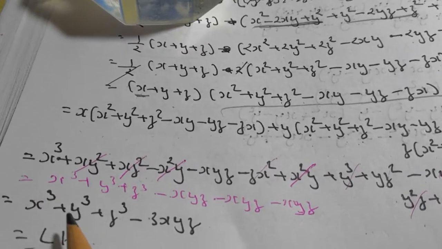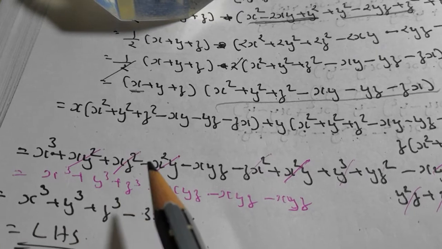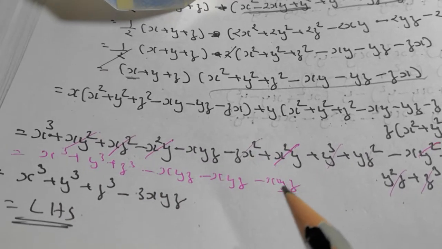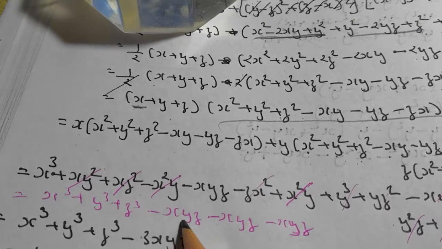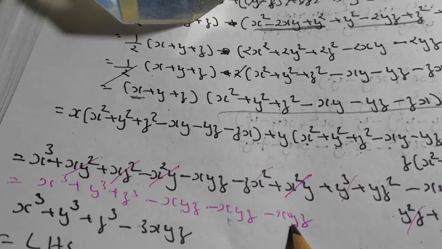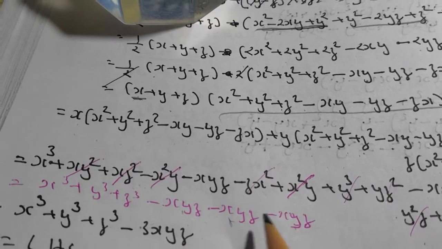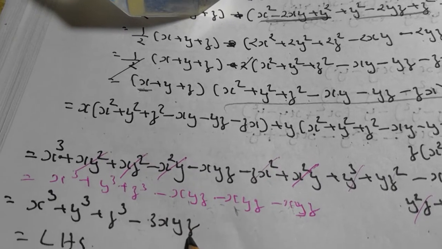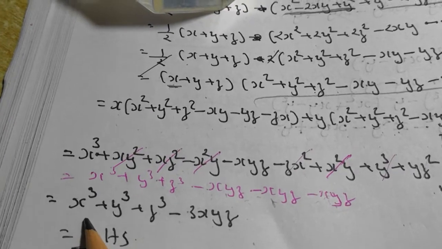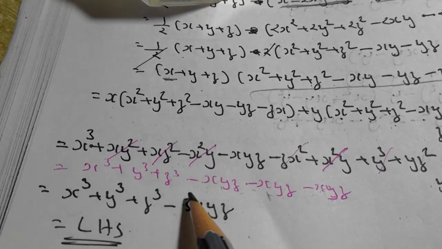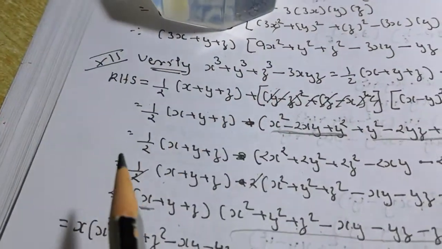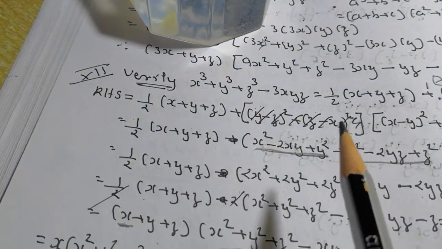So the number left will be x cube plus y cube plus z cube, minus xyz, minus xyz, and minus xyz. So it is 1xyz, 1xyz, 1xyz. All you are going to add, that is minus 3xyz. So the answer will be x cube plus y cube plus z cube minus 3xyz. That is nothing but our left hand side.